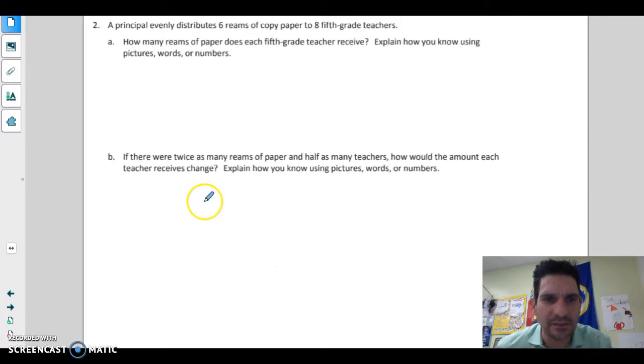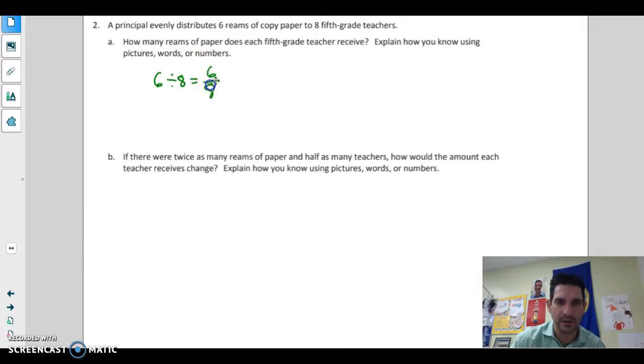Let's look at the next problem. It says a principal evenly distributes 6 reams of copy paper to 8 6th grade teachers. How many reams of paper does each teacher receive? Explain how you know using words. So I have 6 reams. I can do 6 divided by 8, which is 6 over 8. So each teacher gets 6/8 of a ream.